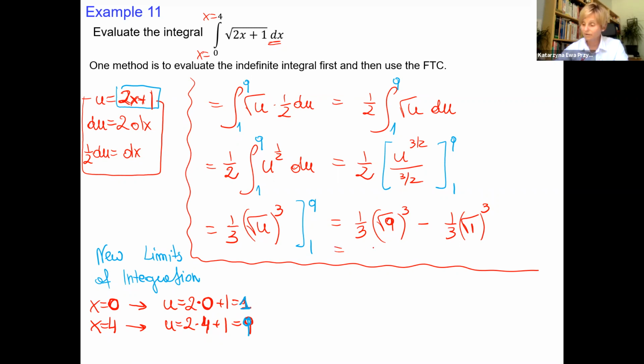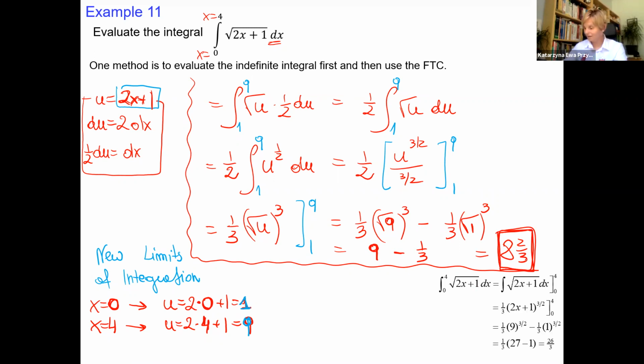27 divided by 3 is 9. 9 minus 1/3 is 8 and 2/3. We can leave it in that mixed form. And I believe I have the answer, 26/3. Yes, I also have the new limits, 9 and 1. I minimize my solution.